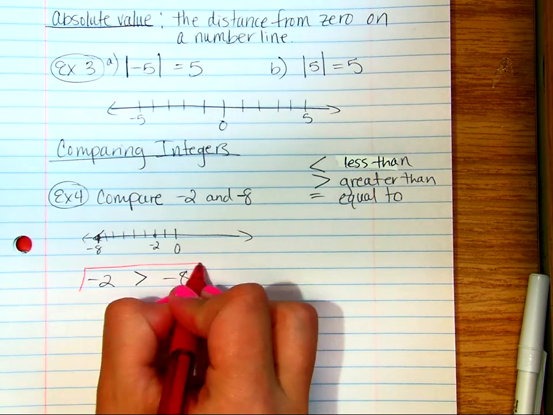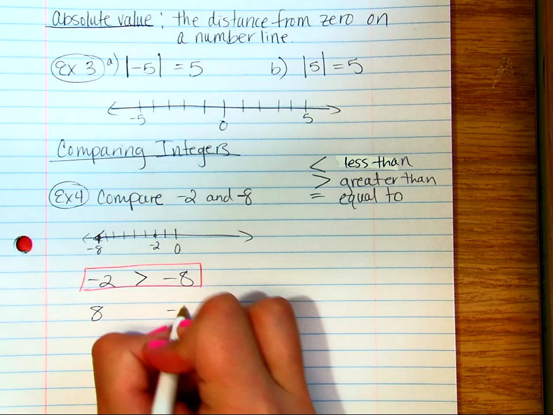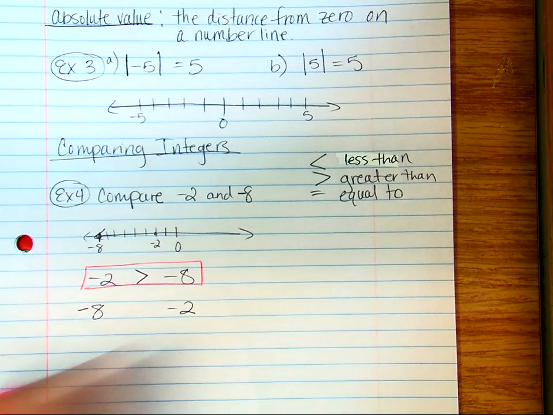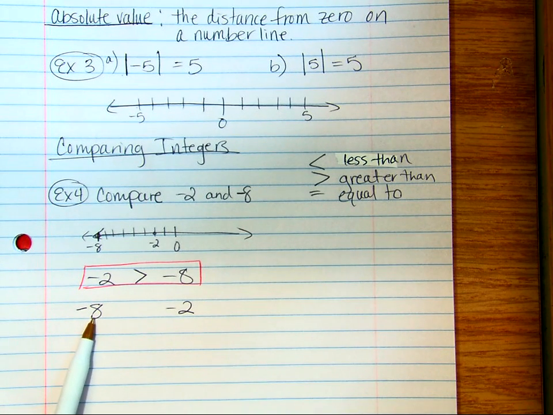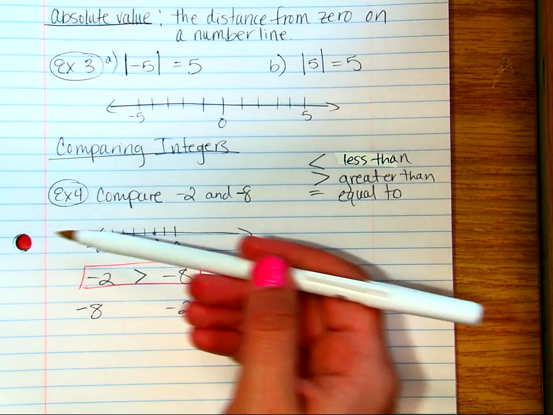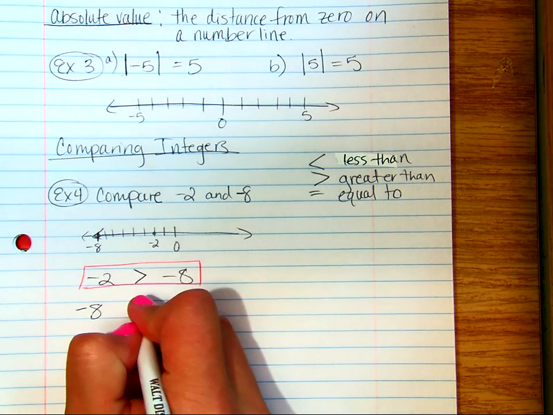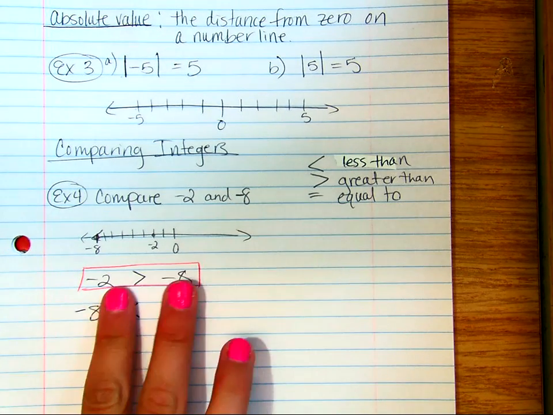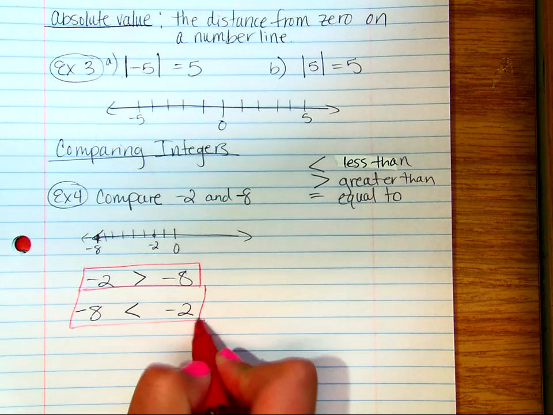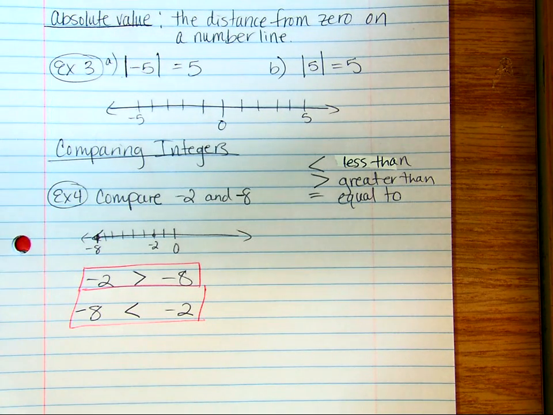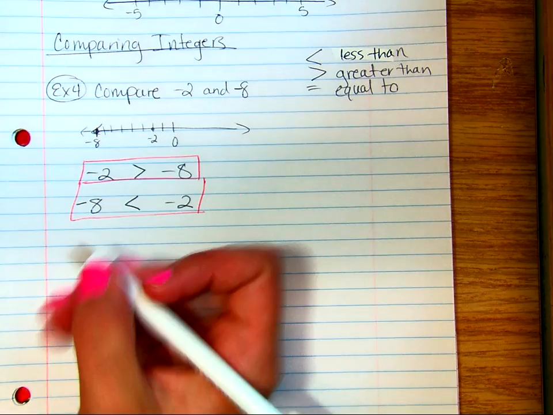I could also put the -8 first and the -2 second, and say -8 is less than -2. Since it's further left on the number line, it's less than -2. So I could put the less than sign there. I flipped the numbers around and I also flipped the sign. So these two things mean the same thing. You could put either one. All right, we'll do one story problem, and then we'll be done.